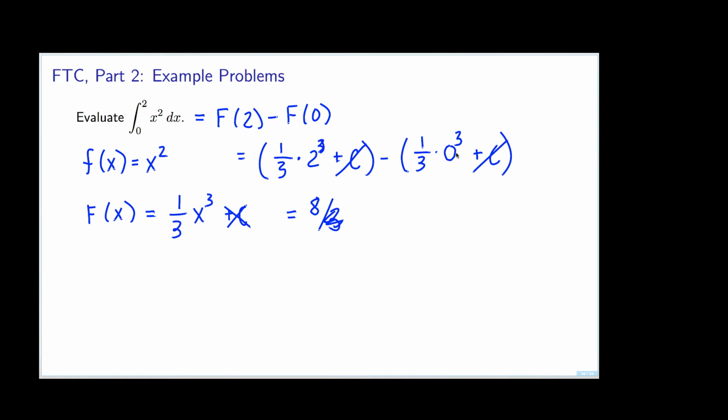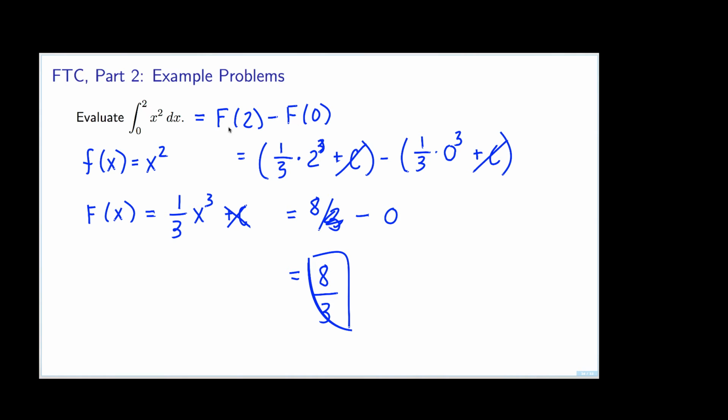So we get 8 over 3. 0 cubed is 0, so we just get 8 over 3 minus 0. And so our final answer here is just 8 over 3. So the integral from 0 to 2 of x squared dx is equal to 8 over 3 as our final answer.